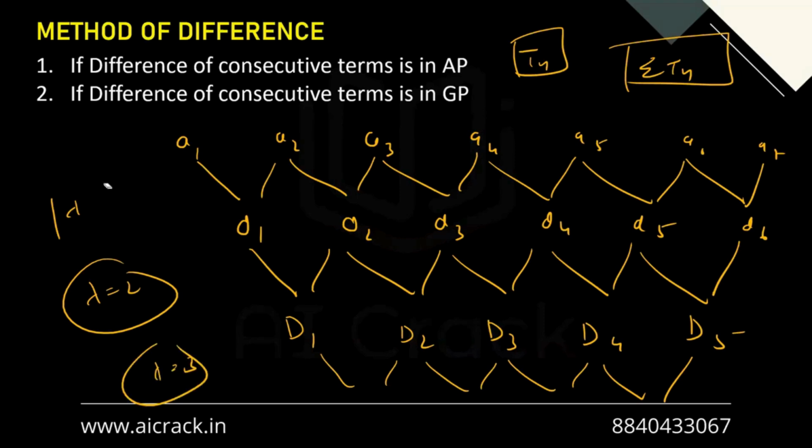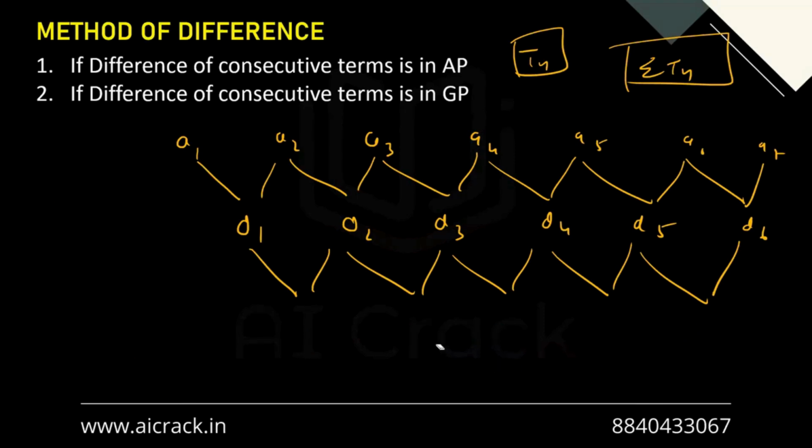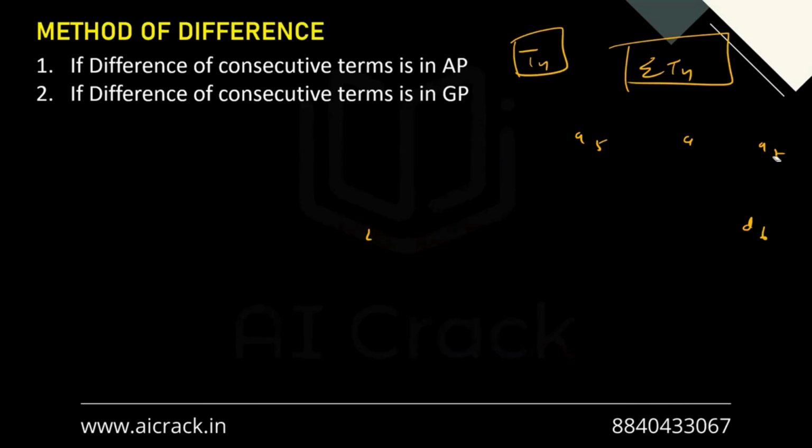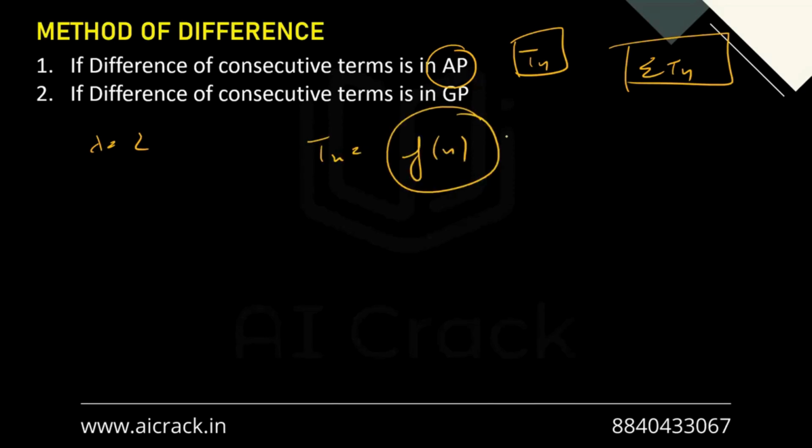Now once we have defined lambda, we'll either get the differences as AP or GP, right? Whatever differences we have got at a particular lambda, they'll be either in AP or GP. So let's take the first case, when differences are in AP. Let's say lambda equals 1 over here, or let's say 2. In that case, Tn would be a function of n, where this function of n is a polynomial of degree lambda plus 1.